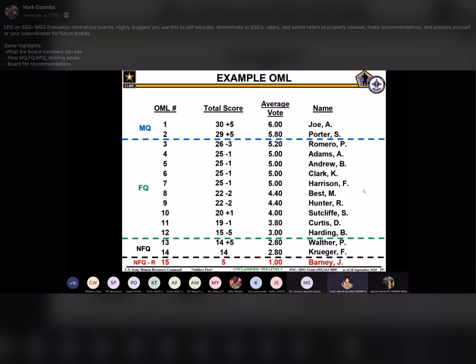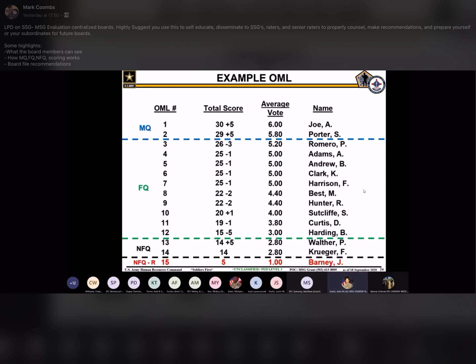The list comes out, and come to find out, they did not promote any other 11 Bravos or 42 Alphas, whatever MOS this is for you. They don't promote anymore. So because they don't promote anymore, that means Sutcliffe was the next one on the list, but he did not get selected for a requirement. Sutcliffe, Curtis, Harding, everyone underneath him will be put back into an evaluation board with the new eligibility. So whoever is now eligible for an evaluation board, they will all be put back into a board, and we'll do the process all over again.